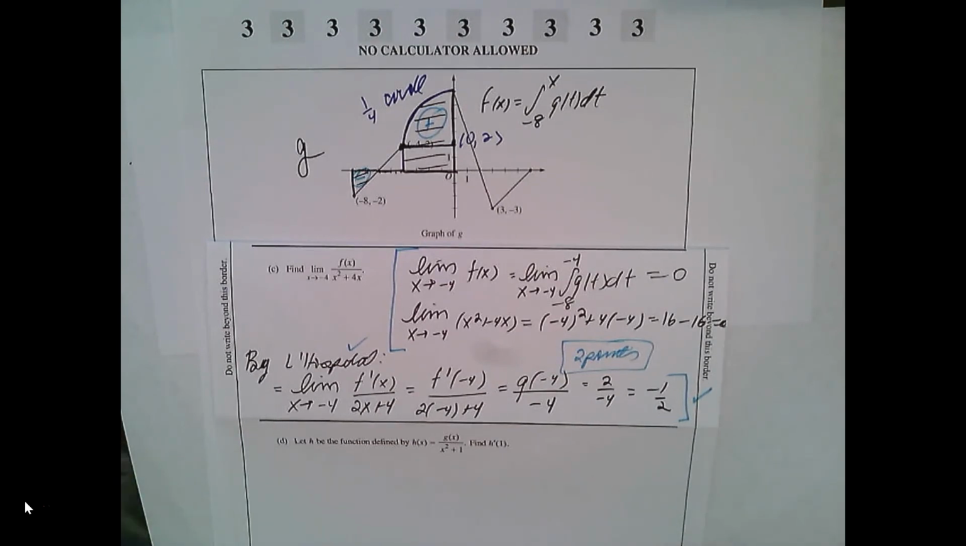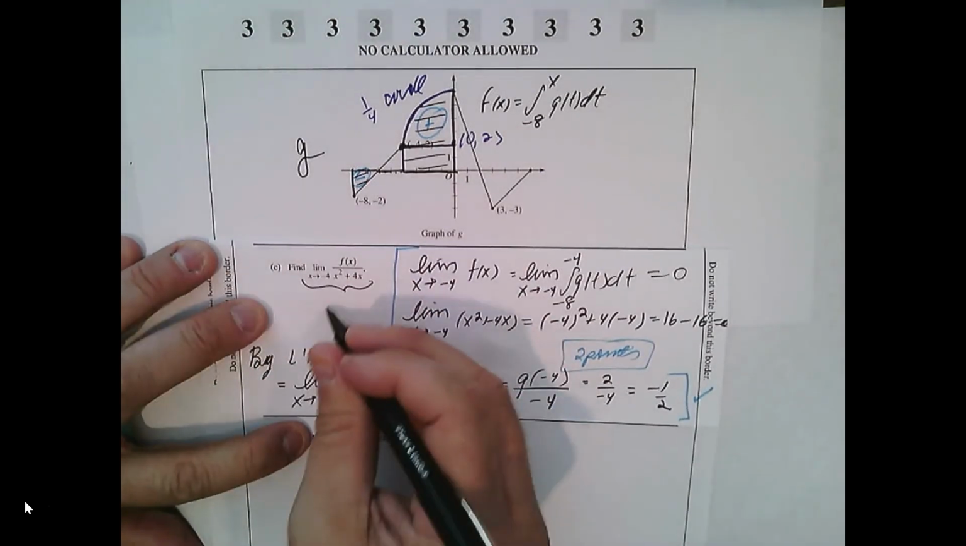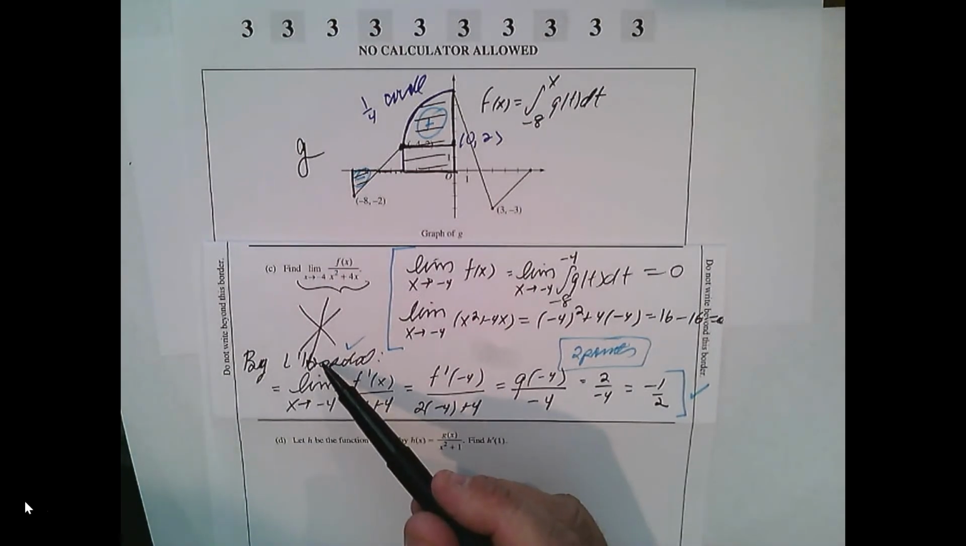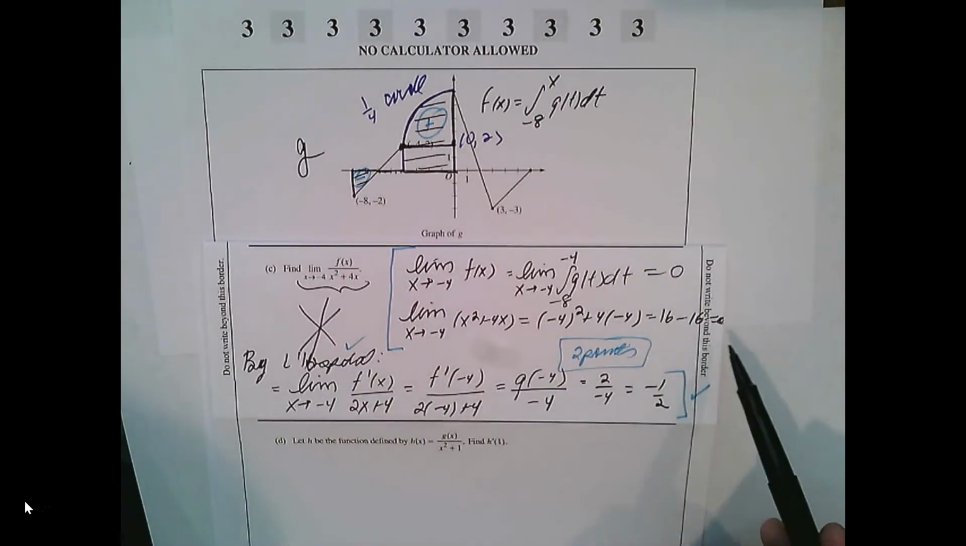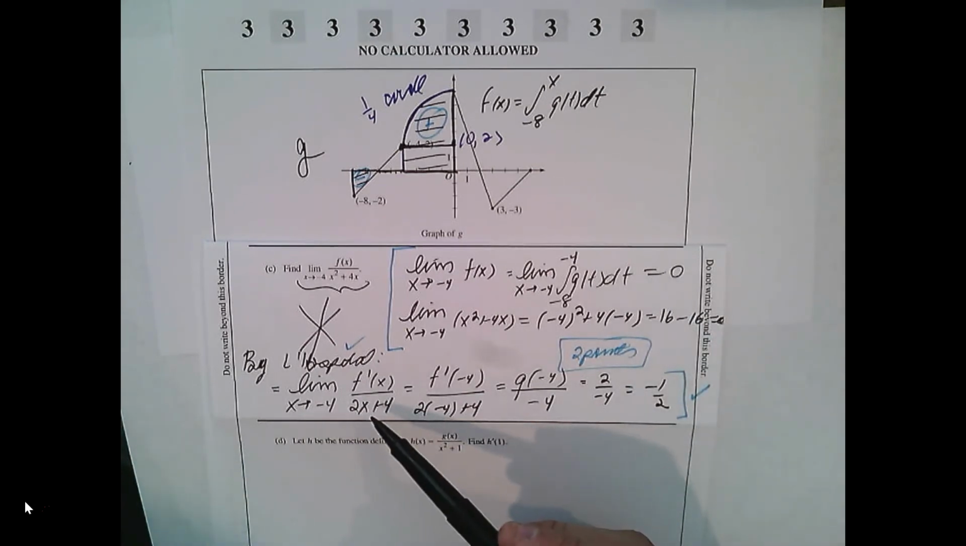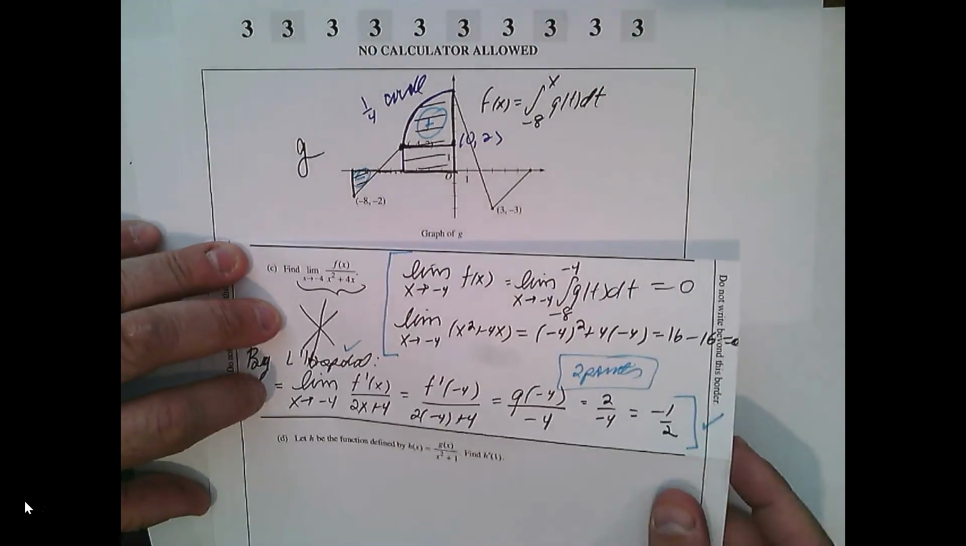The College Board recently has gotten very, very picky about their use of L'Hopital. You can't just jump from here to here and expect to get any points. That's not going to work. You're going to have to do the side work to show that you have an indeterminate form, and then you have to apply L'Hopital's rule. All right, that's enough about that one. Let's look at this last one.